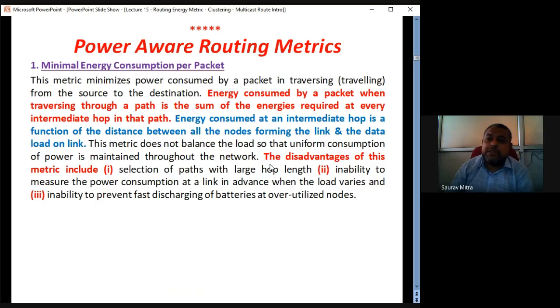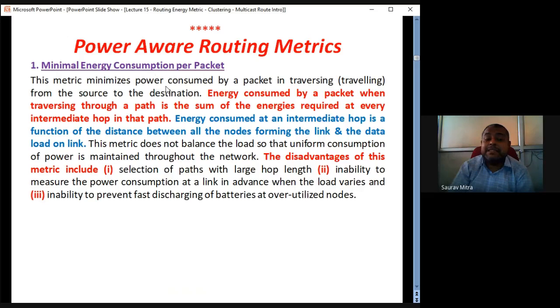So use all the three paths equally over equal time. Share the same load equally among all the three different paths. That is called load balancing. This metric does not balance the load so that uniform consumption of power is maintained throughout the network.